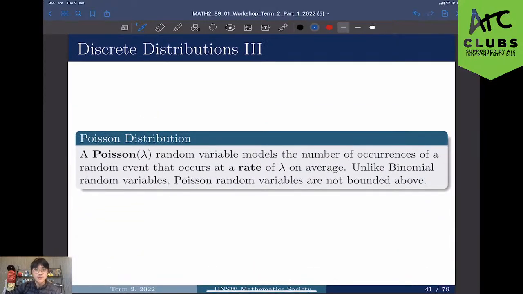A Poisson random variable models the number of occurrences of a random event that occurs at a rate of lambda on average. Unlike binomial random variables, Poisson random variables are not bounded above. When I say that it models the number of occurrences of a random event, an example might be: within a given time period, how often does a computer crash? So the model would be modeling the number of crashes per time interval that we select.